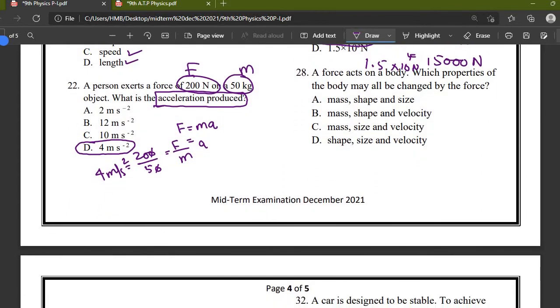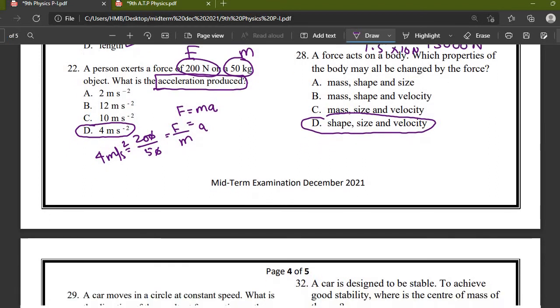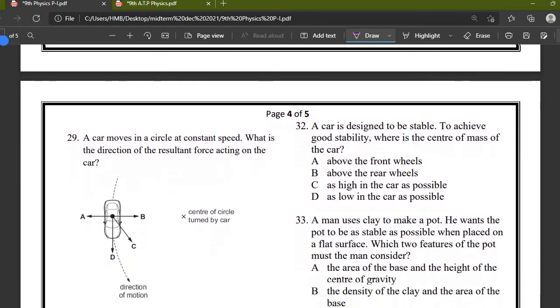A force acts on a body. Which property of the body may all be changed by the application of force? So we know that force can change the shape, size, length, velocity and acceleration of the body. So the correct answer is option D, that shape, size and velocity will be changed after the application of force.